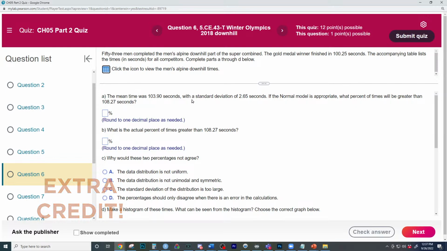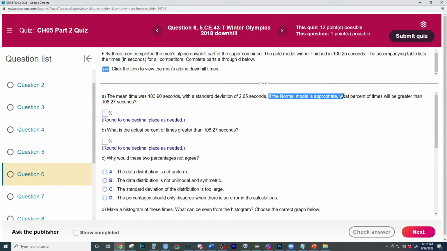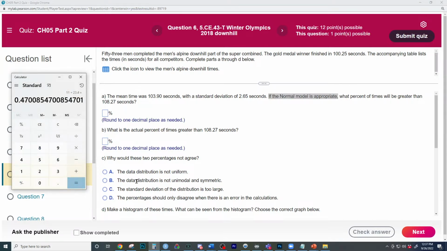The times had a mean of this with a standard deviation of this. If the normal model is appropriate, what percent of times would be greater than 108.27 seconds? Now, 108.27 seconds right here, let's see where it's at. They might have changed this question on me.